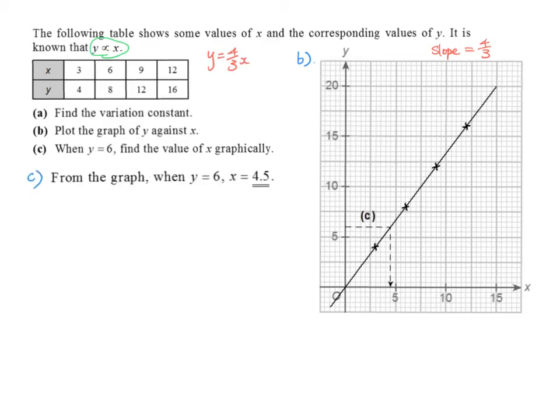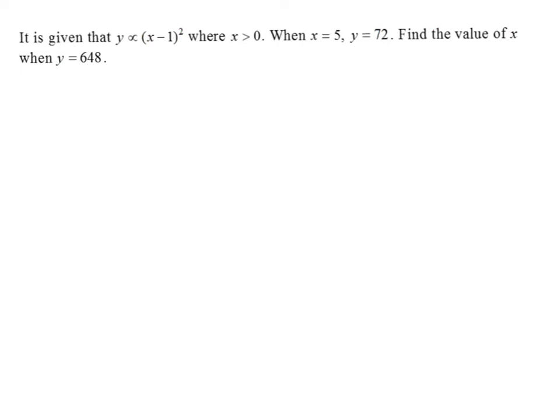And for part C, when y equals 6, find the value of x graphically. So here you go, this is the answer. When y equals 6, it's right here. So you draw this dotted line and back down here. So from the graph, when y equals 6, x equals 4.5. So that was actually all warm up to get to know better about the concepts.